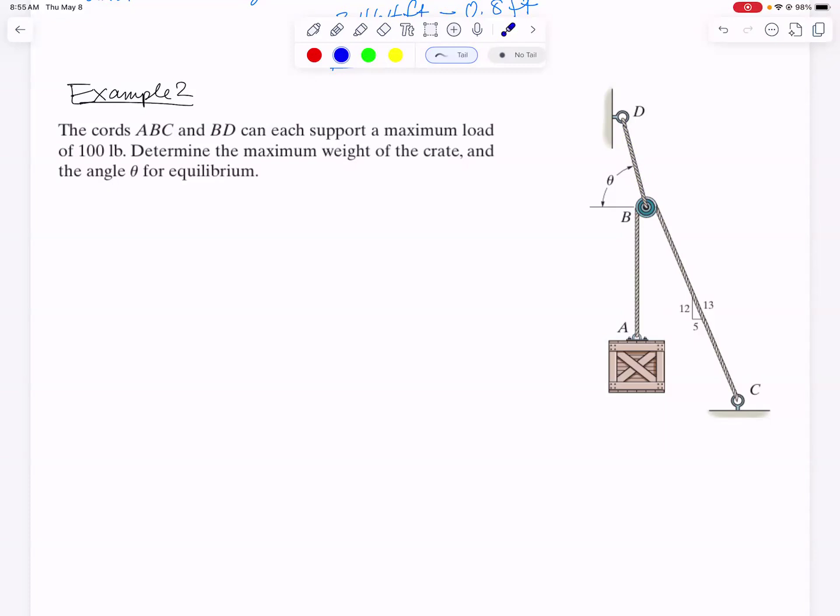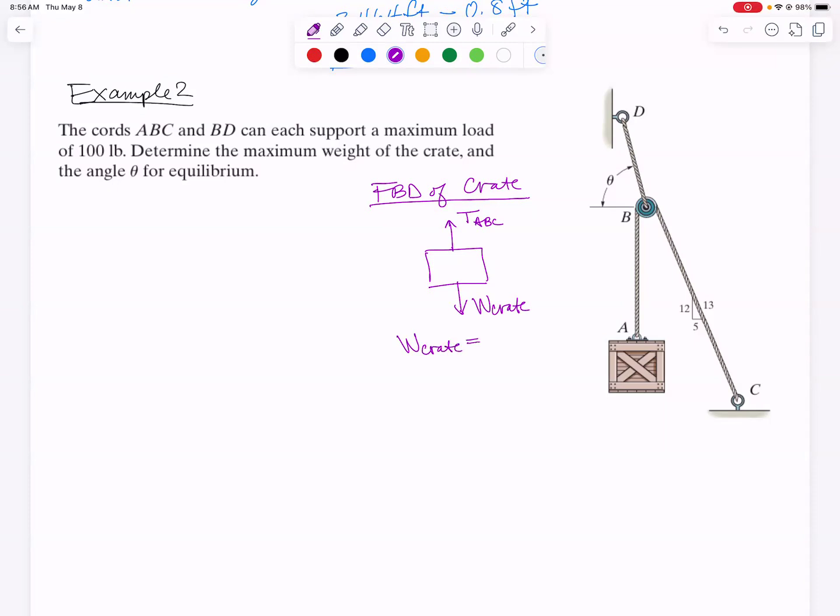We're going to start with a free body diagram of a particle. We could draw a free body diagram of the crate itself. Let's do that. Free body diagram of the crate. The crate is acted upon by the tension in cable ABC. It's a single cable, so it's got a single tension. So let's just label it with all 3 of the letters. Acting downward would be the weight of the crate. Summing forces in the y direction, we get that the weight of the crate is equal to the tension in ABC.